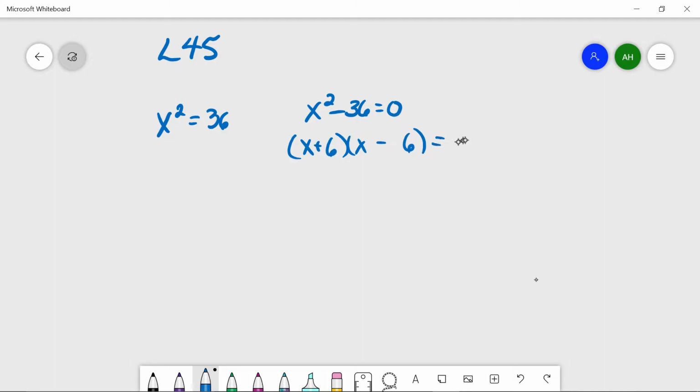Remember we talked before about the fact that when I have the difference of two squares, my factors are going to be the square root of the first term, the square root of the second term, and the opposite signs. And that way it gets rid of the middle term.